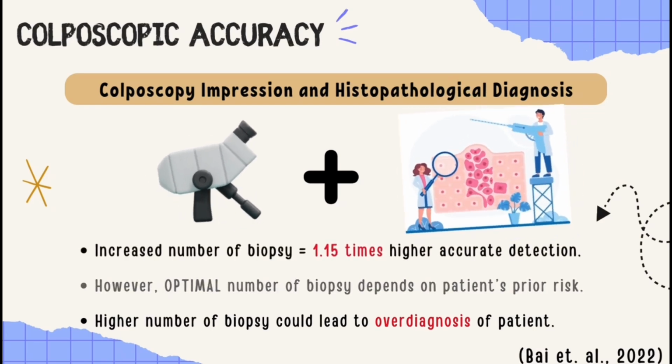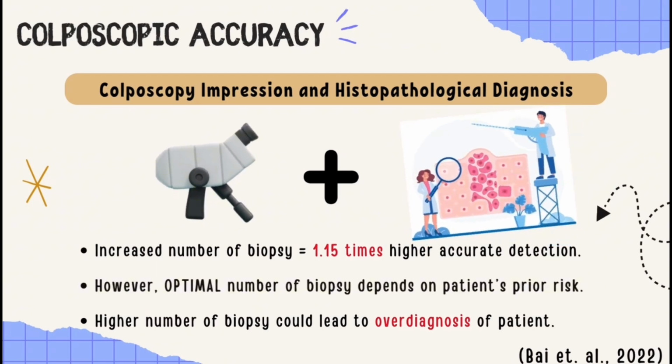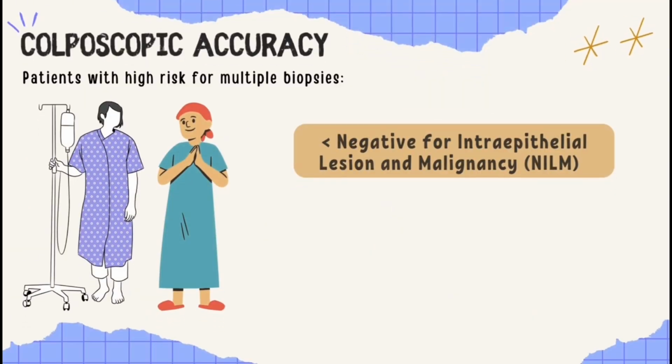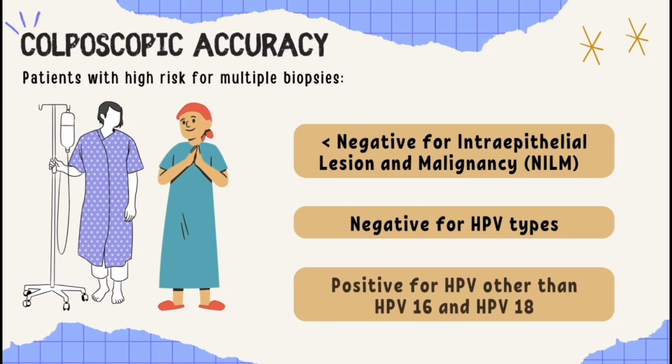However, the optimal number of biopsies depends on patients' prior risk. Not all cases are suitable for multiple biopsies. For example, in this study, it was found that patients with cytology results below an ASC-H, or negative for HPV types, or positive for HPV other than HPV 16 and HPV 18 would have limited benefit from the additional biopsies.